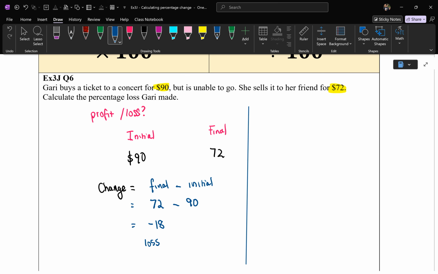Just like last session, to work out the percentage loss, we know we lost $18, so I'm going to put the minus 18 there. Minus $18 out of what? Is it out of 90 or out of 72? In the test, I often see students muck up this question. They ask me, is it 72 or is it 90? And I always repeat the same thing in class. Which one is it? 90 or 72?